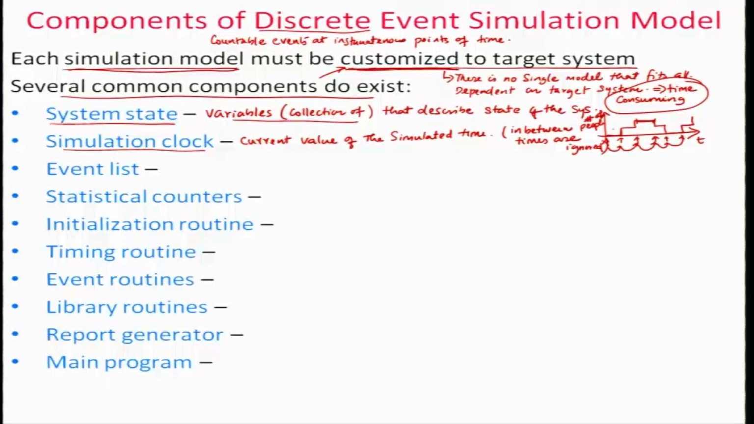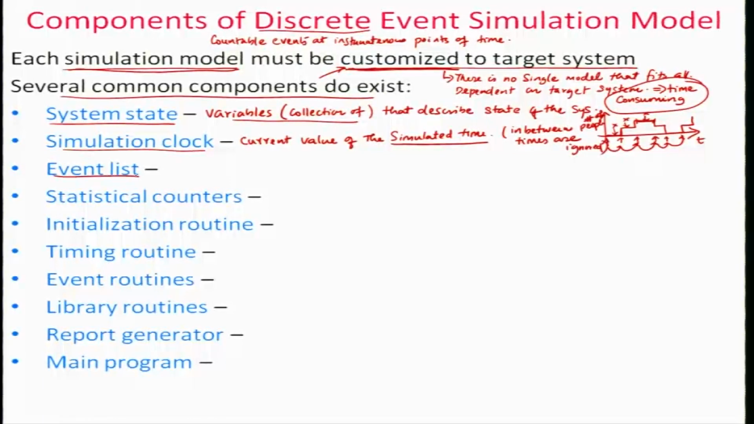You are not worried about these ones, these are ignored. You do not care about what is happening there, because the state of the system only changes at these discrete time points which are demonstrated at one point. So, this kind of a time is called a simulated time, and the simulation clock keeps track of the simulated time. Then the third one is the event list.